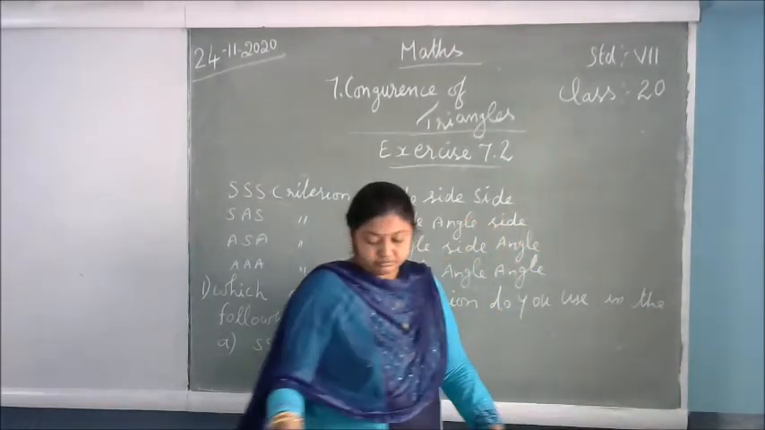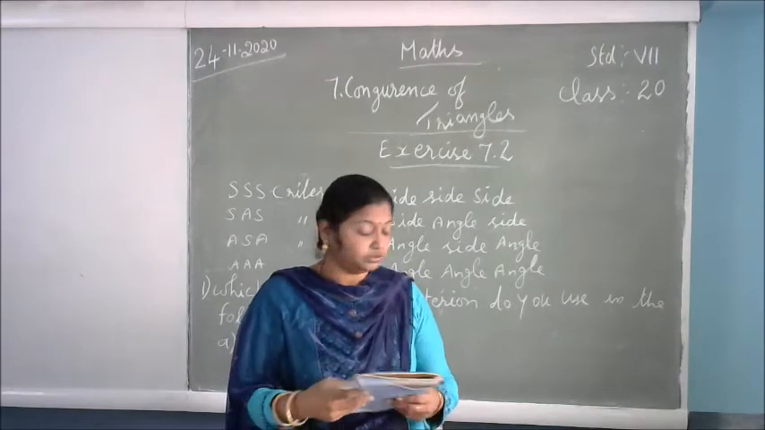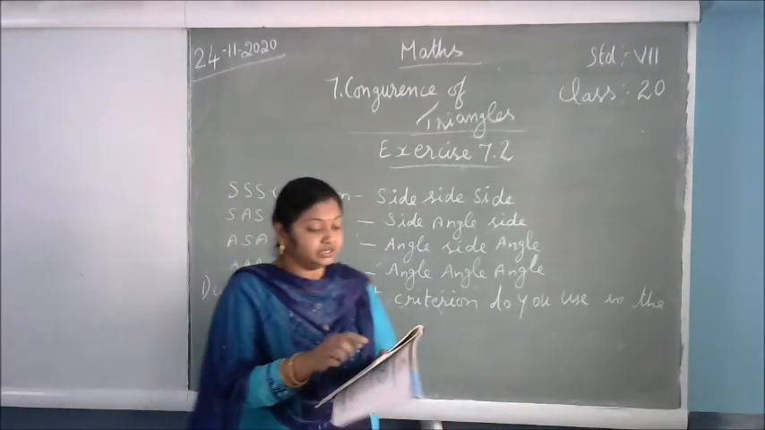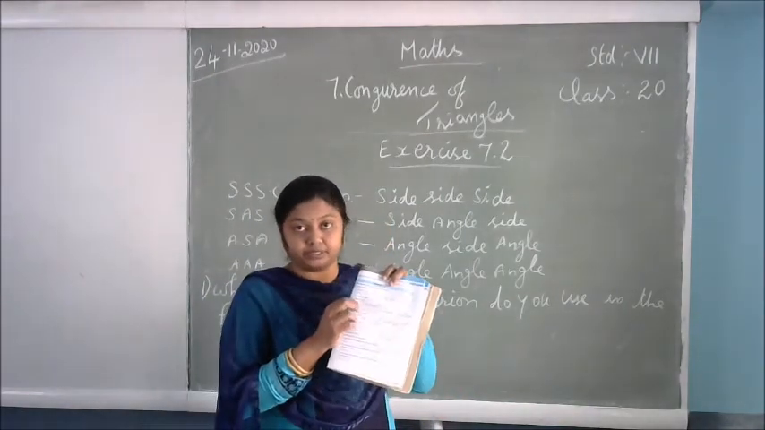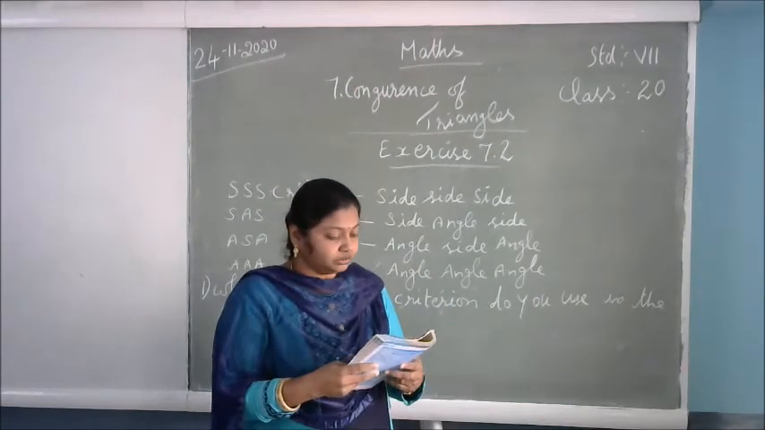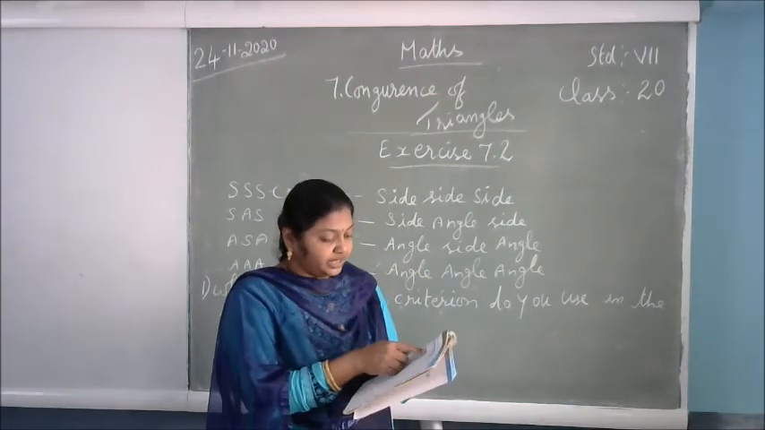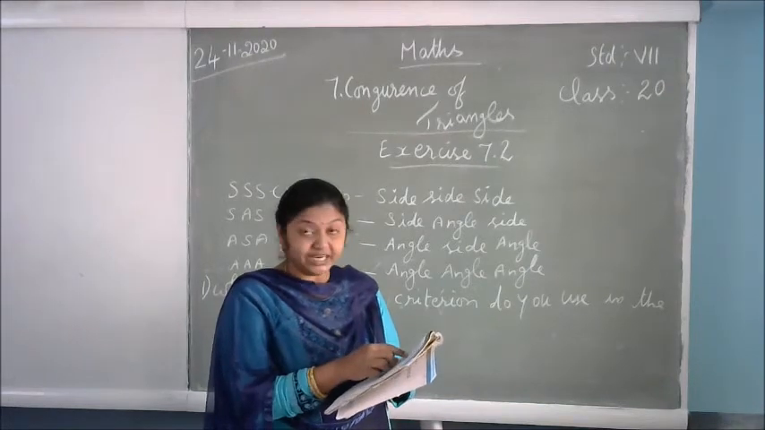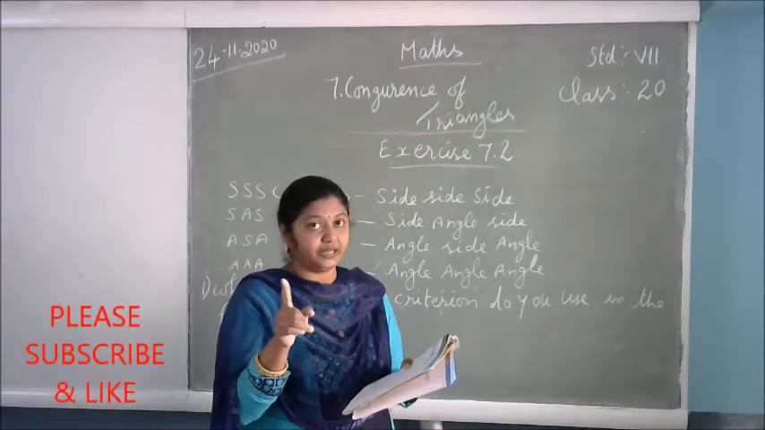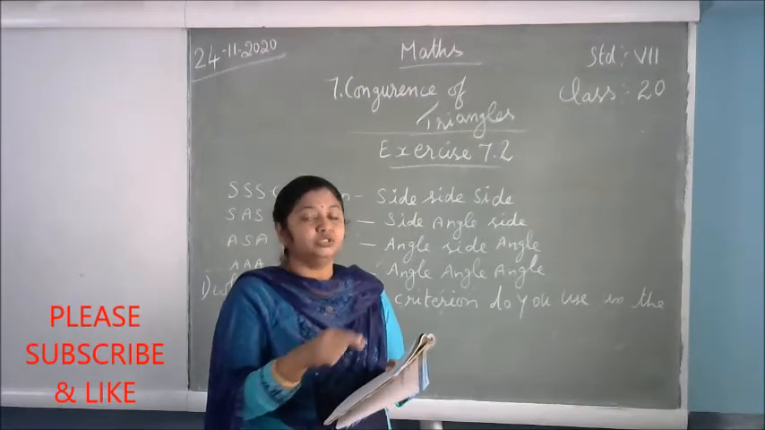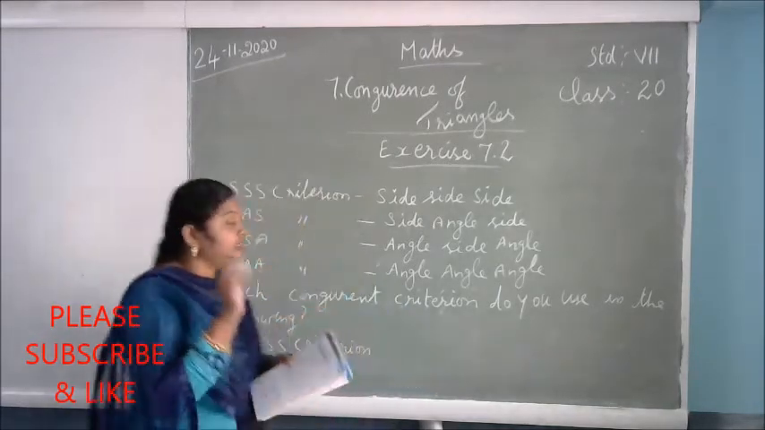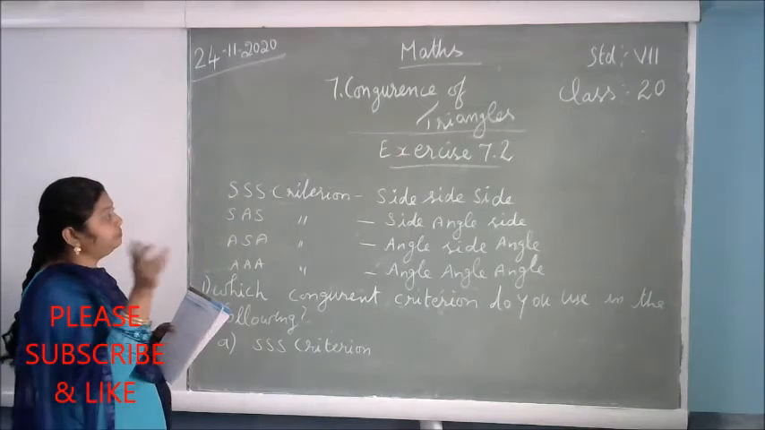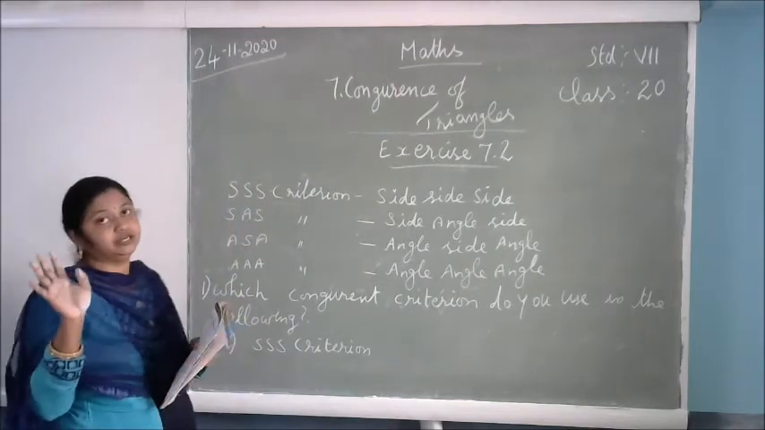See the first sum. The question I already wrote here, the figures and the question. You should write the question. According to the question, what they have given as proof: AC is equal to DF. All the sides only they have given as proof. Here angles are not there. So which criterion is there? 3 sides they have given as proof. That means SSS criterion.